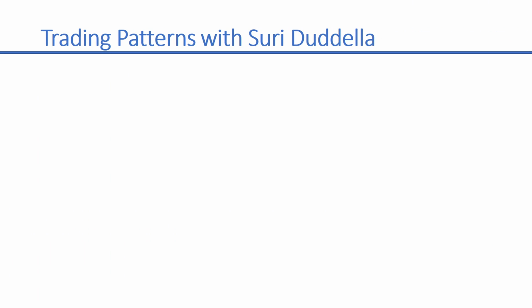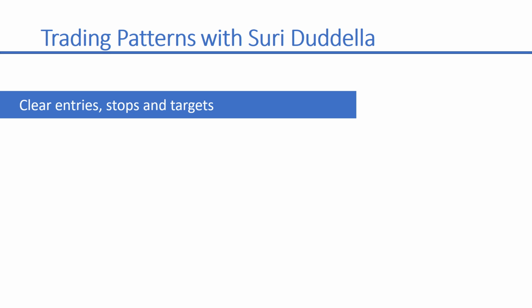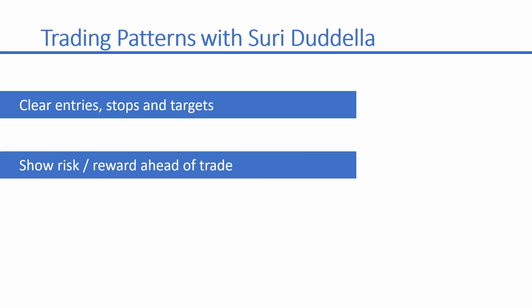Suri Duddella, author of Trade Chart Patterns Like the Pros, made these points. Because pattern trading is very objective, it provides clear entries, stops, and profit targets. This allows you to determine your risk and profit potential before entering a trade.